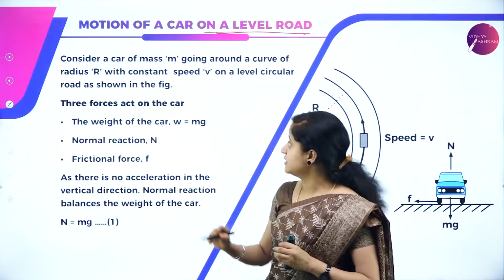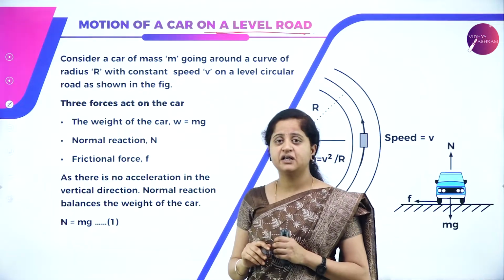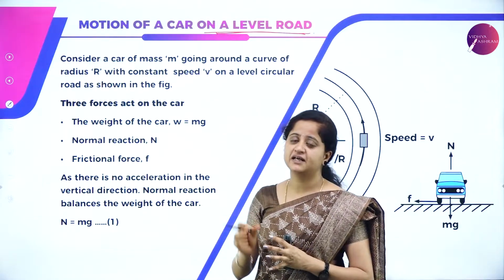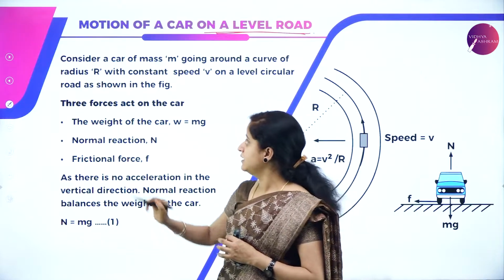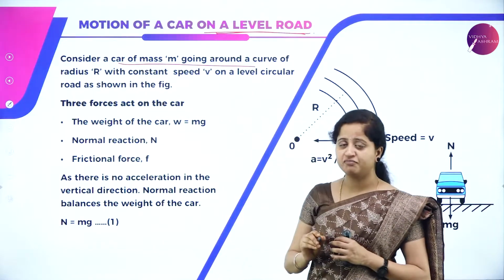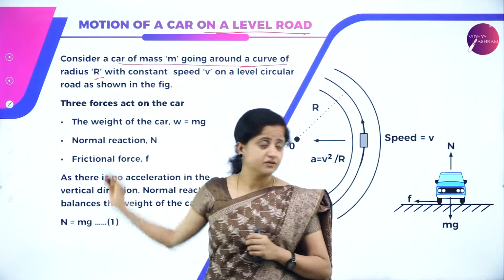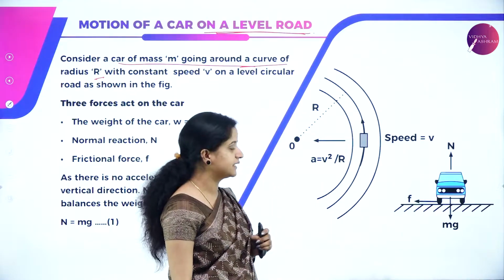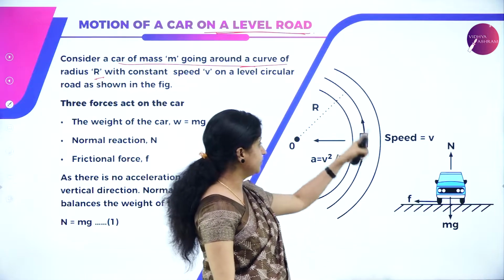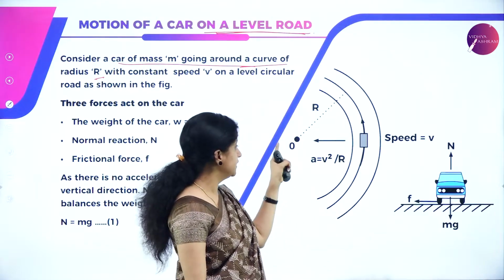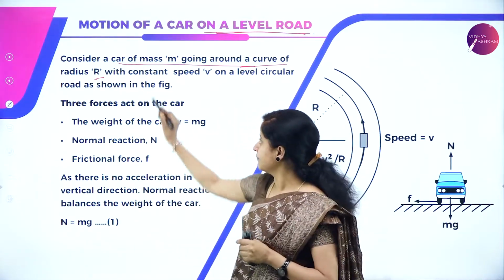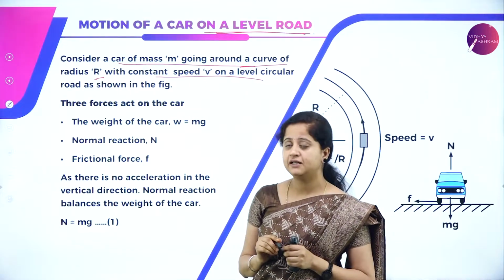This is a derivation of the motion of a car on a level road, where we are going to find the expression to calculate speed. Here, consider a car of mass m going around a curve of radius r. You can observe that we have considered a car of mass m going around a road in circular motion, with radius r, at constant speed v on a level road.